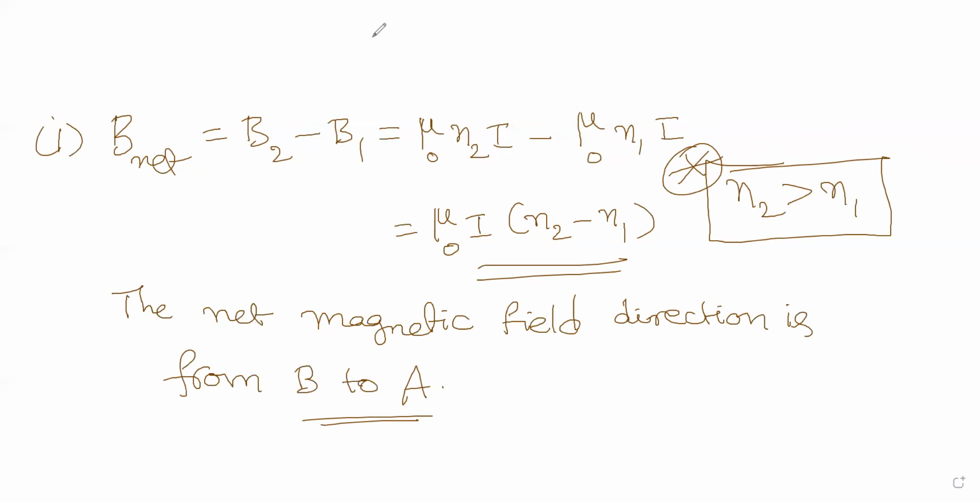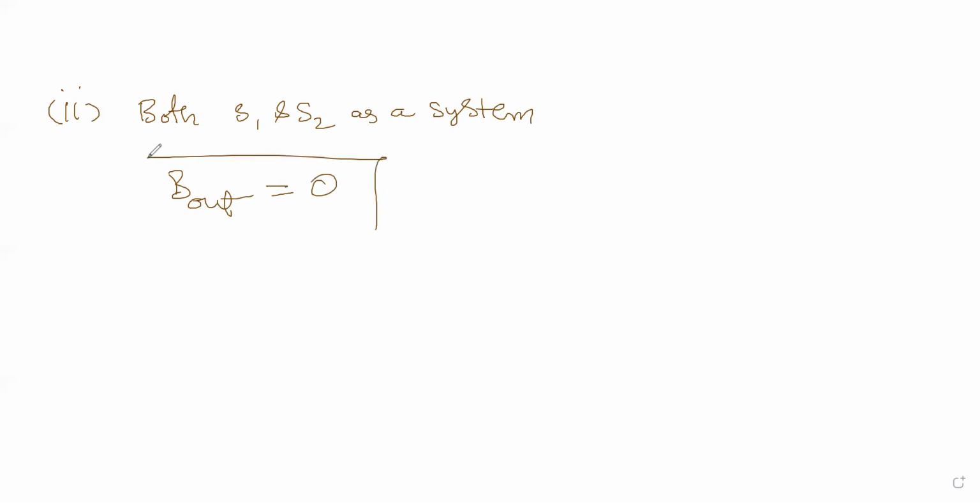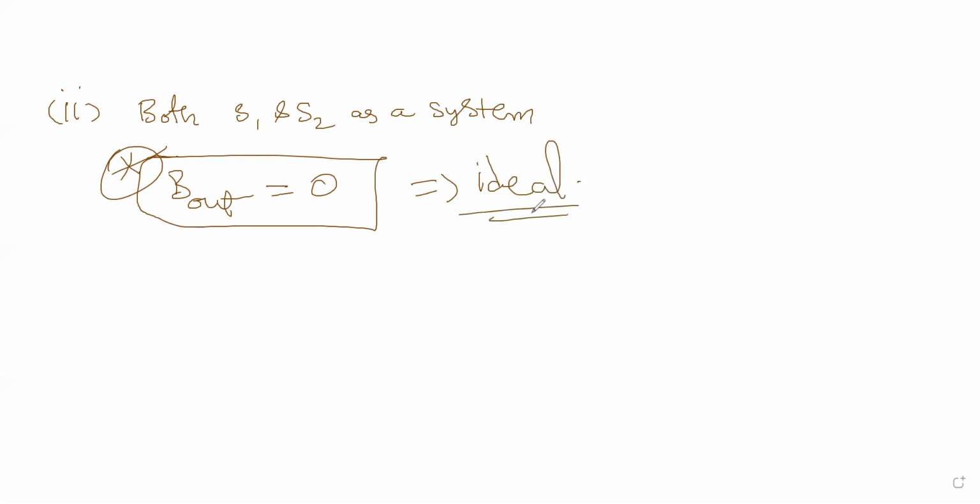Part B is where they ask to consider both solenoids, S1 and S2, as a system. For this system, what is the magnetic field outside? B outside for any kind of solenoid is 0. So this is the fundamental idea. This is for the ideal case. We'll consider the ideal case and give the answer to be 0.